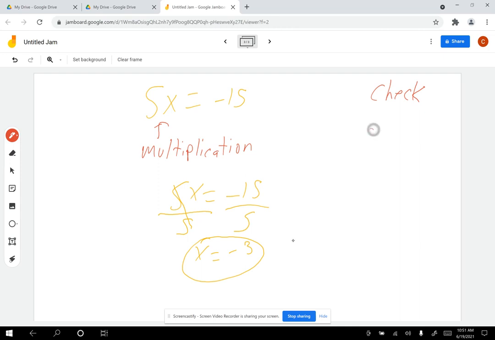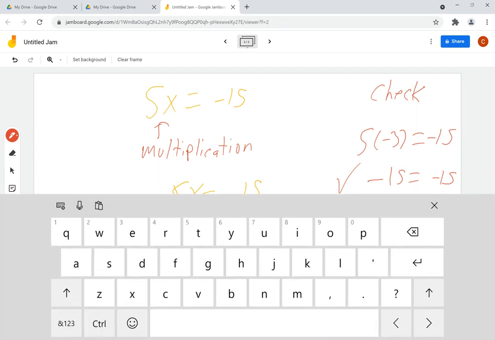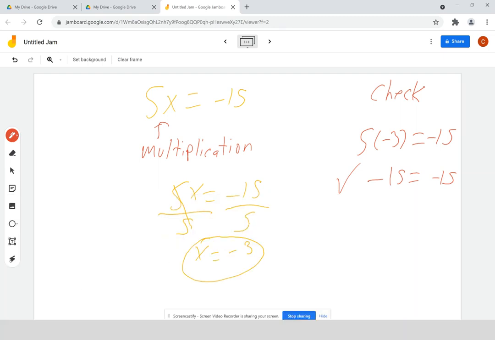So I have 5 times negative 3 equals negative 15. 5 times negative 3, negative 15. Negative 15 equals negative 15. That's correct, so it's true. X equals negative 3, correct. Sorry about that, guys.